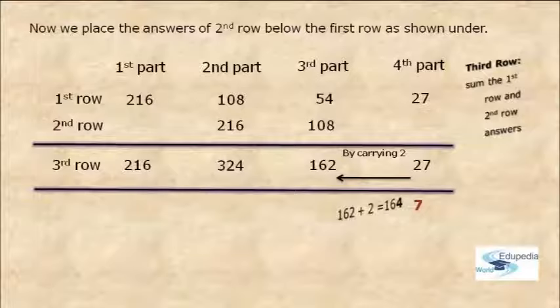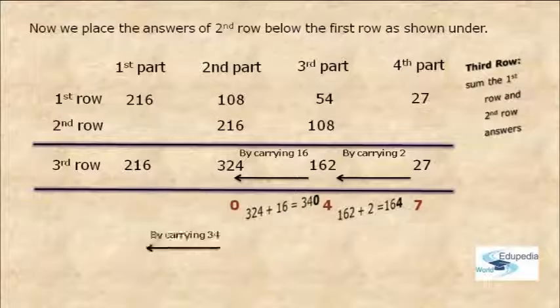But 164 is a 3-digit number, so we have to take the digit in ones place, that is 4, and this 4 should be written in the answer like this, and the remaining number 16 should be taken as carry on to the second part. Now by adding 324 with the number 16, that is carry on, we will get 340 as the answer. Again 340 is a 3-digit number, so we take the digit in ones place, that is 0, and write it in the answer like this. And the remaining number 34 should be taken as carry on to the first part of the answer.